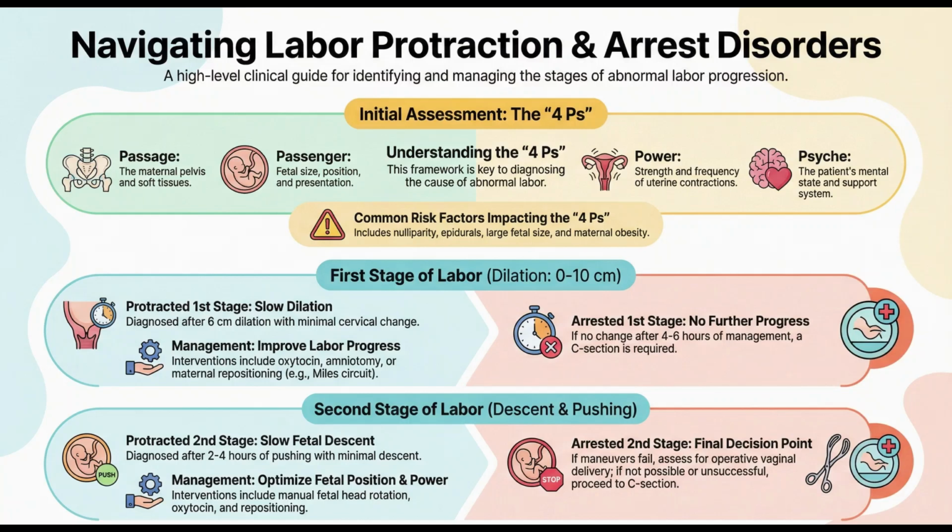And there are very strict time criteria for this, aren't there? Very strict. To diagnose an arrest of dilation, the patient must be past 6 centimeters, have ruptured membranes, and show no further dilation despite one of 2 things. 1, 4 hours of adequate contractions, meaning 4 hours with those MVUs over 200. Or 2, 6 hours of inadequate contractions, where you've been trying to get the power up with oxytocin but just can't. That's the core insight right there.